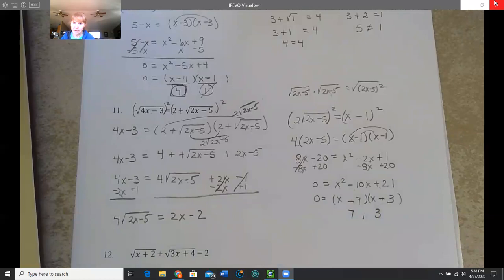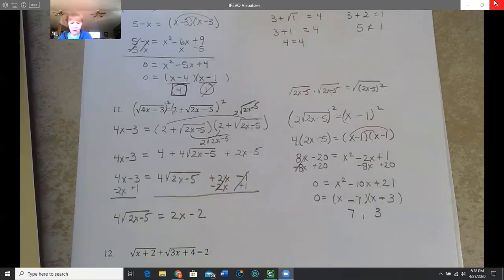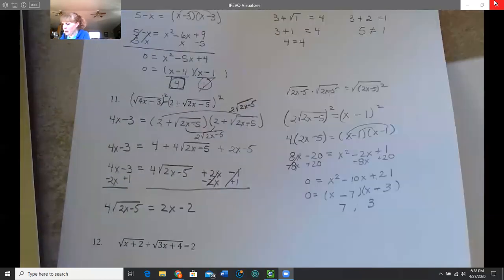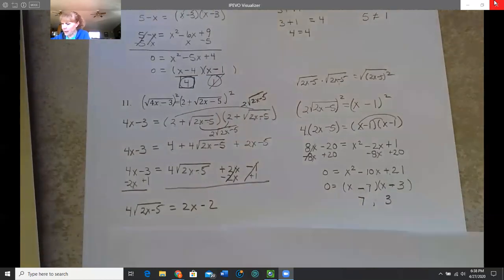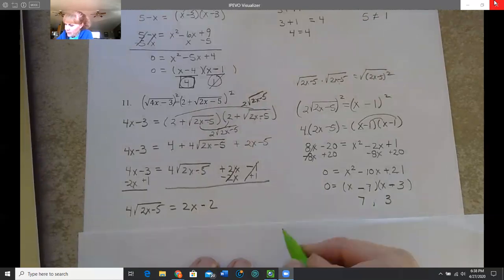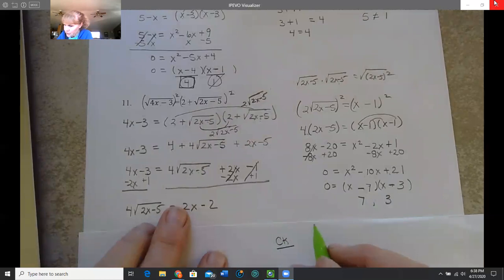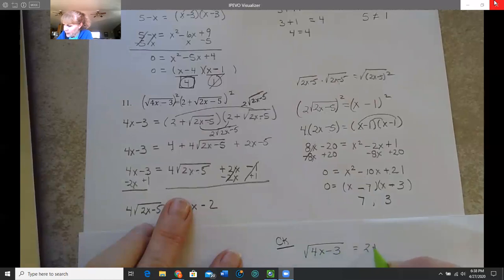And we have to check it, so we're not done yet. Now I'm going to go ahead and check this on another sheet of paper, because otherwise I'm going to run out of room. To check this, I'm going to put 7 back into the original. My original was the square root of 4x minus 3 equaling 2 plus the square root of 2x minus 5. I'm going to try the 7.